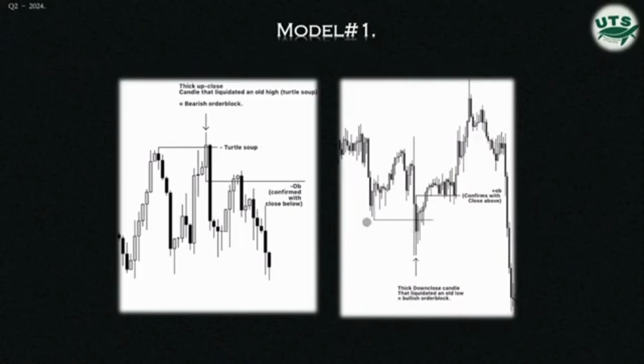And vice versa. You have a low. You stab into the old low with a thick down close candle, a red candle, right? This one specific candle is the candle that causes the rally. This one specific candle is the candle that causes the dump, right? This one specific candle is the one that causes the rally. Close above, confirmed. Stop loss below the candle, and target the old highs.